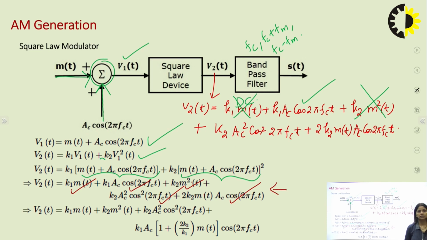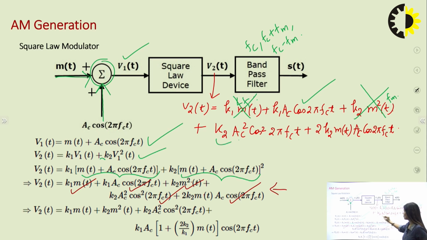Because this is again a DC type of term, or you can say a very low frequency term whose frequency is FM. Sorry, it is not DC. It is also of low frequency. Low frequency term, m(t).